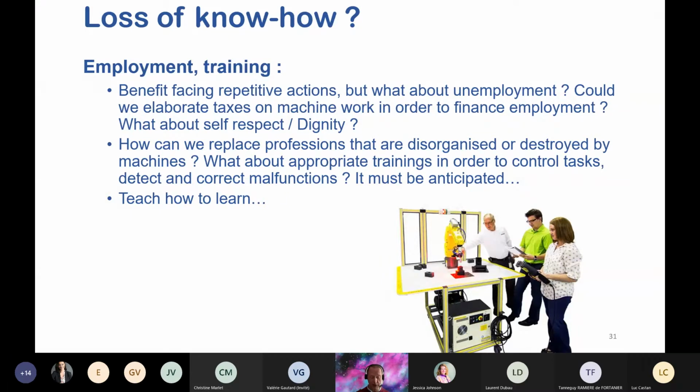How can we replace professions that are disorganized or destroyed by machines? Should we create new jobs consisting of controlling tasks, detecting and correcting malfunctions? This must be anticipated. And a conclusion to this is we must teach people how to learn and not just take profit of a comfortable life ruled by machines.